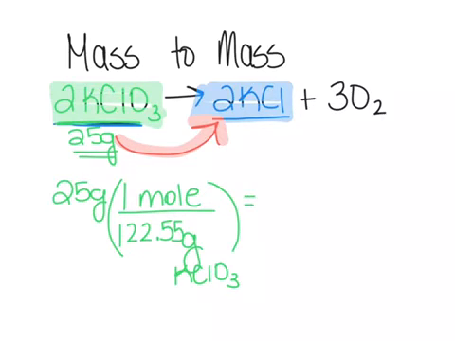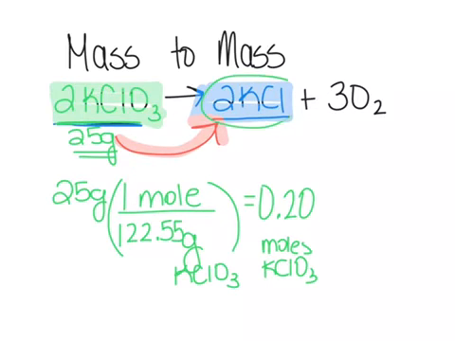So now that we've done that, we can find out how many moles of KClO3 we have. So we take 25 and we divide it by 122.55, and that means that we have 0.20 moles of KClO3. Now we can go ahead and figure out how much KCl we have.